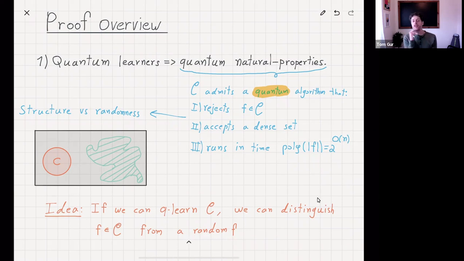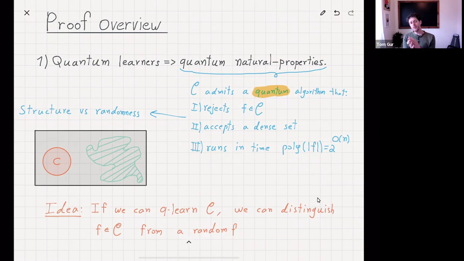So how can we show something like that? How can we derive these quantum natural properties? How can we distinguish between C and this dense set? The idea is that if you have a quantum learner, you can just apply it to something. If you happen to be in C, then you will get a good hypothesis, and that hypothesis will be a good approximation of your function. So you can just sample and compare to your function, and you can see that you are in a good place.